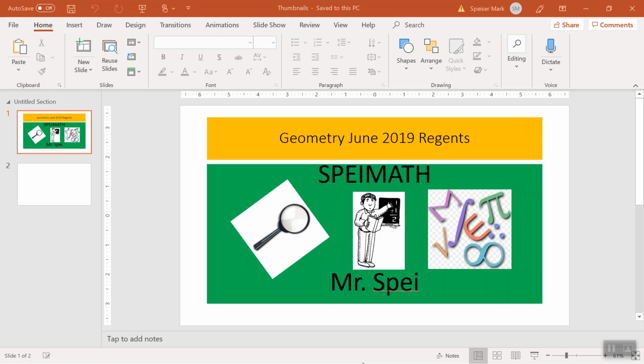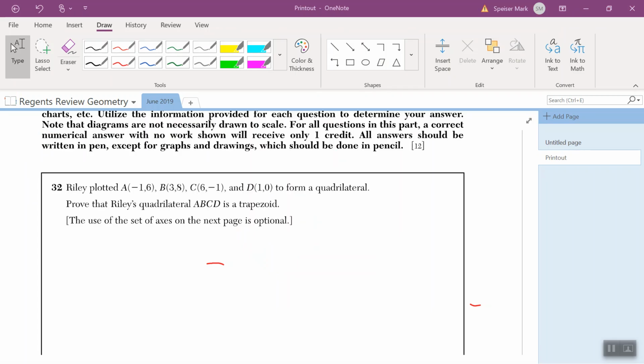This is Ms. Spy, and this will be part 3 of the June 2019 Geometry Regents. Okay, question 32. Riley plotted point A (-1, 6), point B (3, 8), point C (6, -1), and D (1, 0) to form a quadrilateral. Prove that Riley's quadrilateral ABCD is a trapezoid.